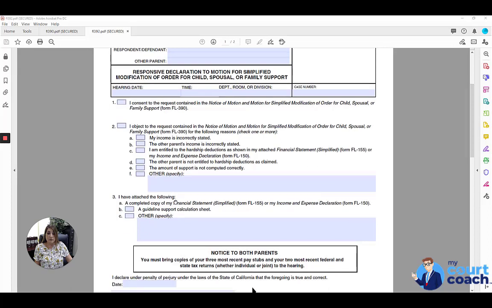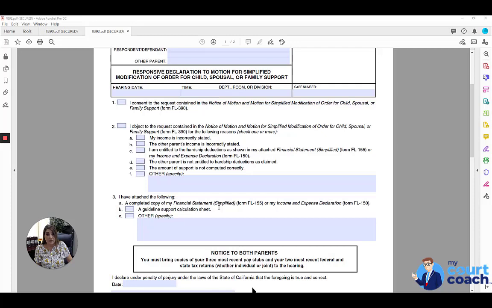Along with this form, you need to also attach your financial disclosure form that lists your income, and that can either be your FL-155, which is the financial statement simplified, or your income and expense declaration, which is your FL-150. If you are attaching a guideline support calculation sheet, you would mark box 3B.